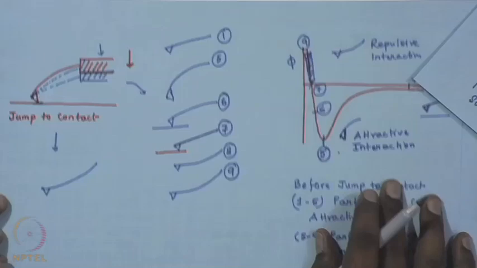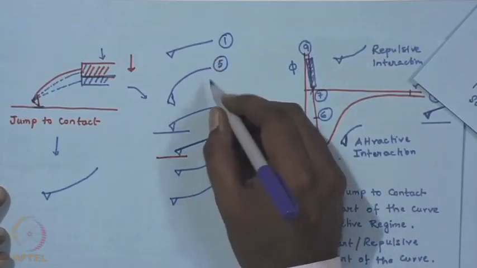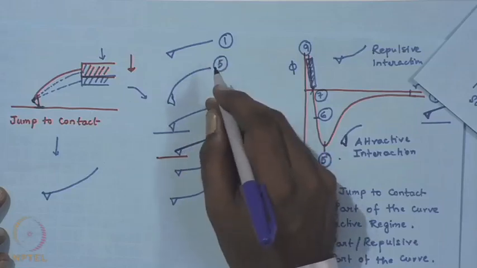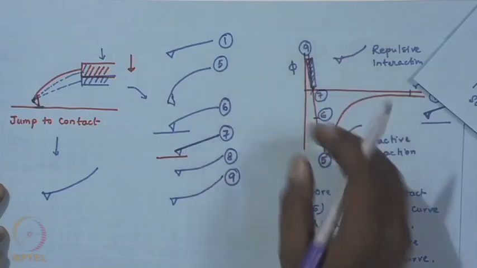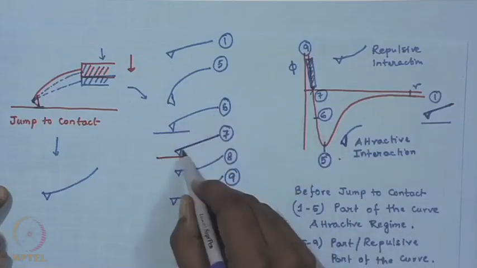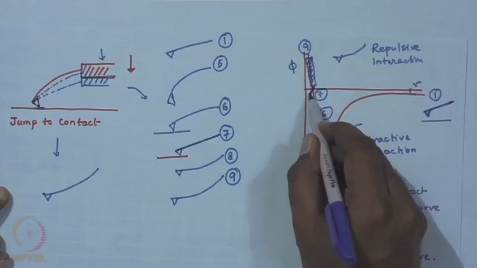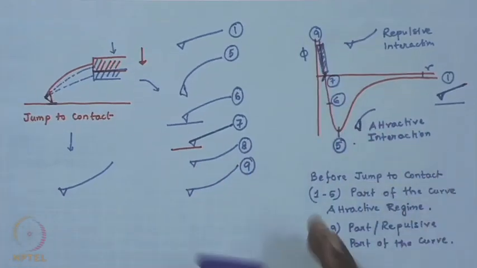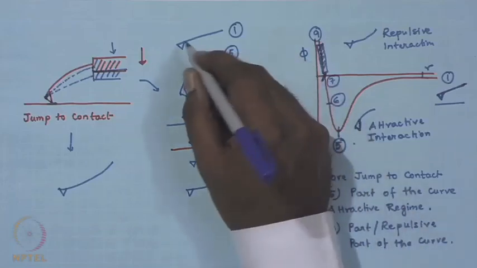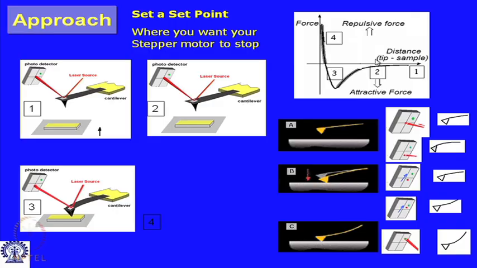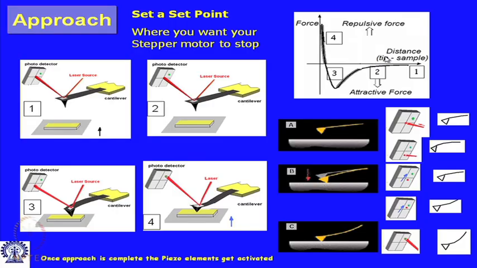So, if I add here, there was no deflection, then it starts to feel the attraction and deforms in this way, then it jumps to contact, then further approach gradually reduces the overall attractive interaction. Finally, it crosses through this critical point at 7, and then there is a net repulsive interaction. This is the overall sequence the cantilever undergoes during the approach. That is fine. If you now look at these cartoons over here, probably it will make sense.